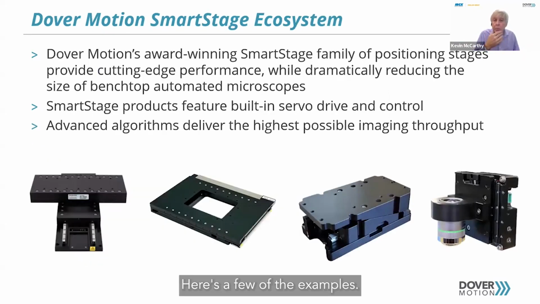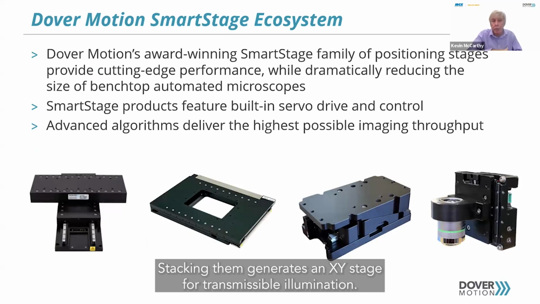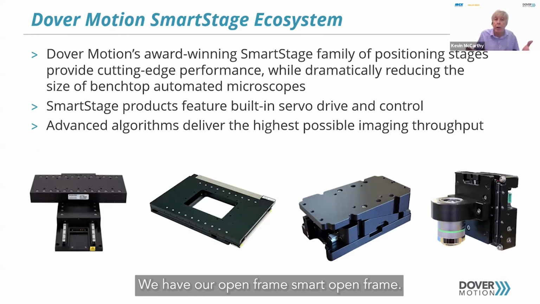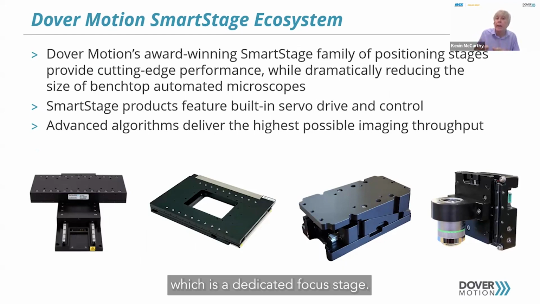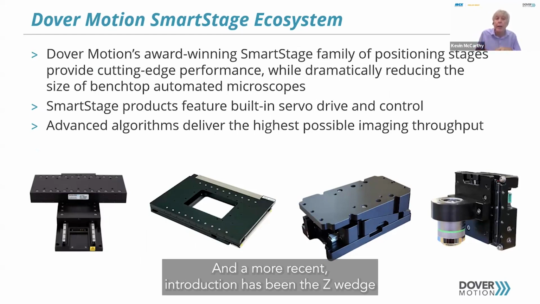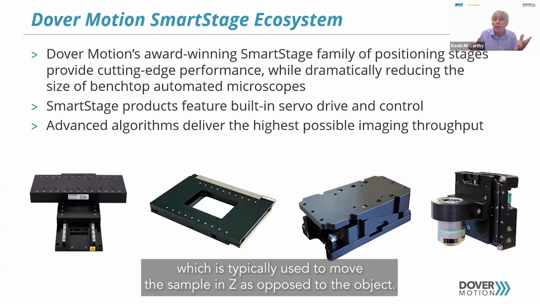Here's a few of the examples in our smart stage ecosystem. We have single axis products. Stacking them generates an XY stage. For transmissive illumination, we have our smart open frame. Over on the right, we have our award-winning DOF5, which is a dedicated focus stage. And a more recent introduction has been the Z wedge that you see next to the DOF5, which is typically used to move the sample in Z as opposed to the objective.